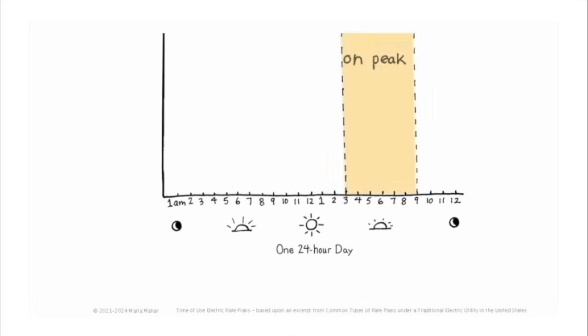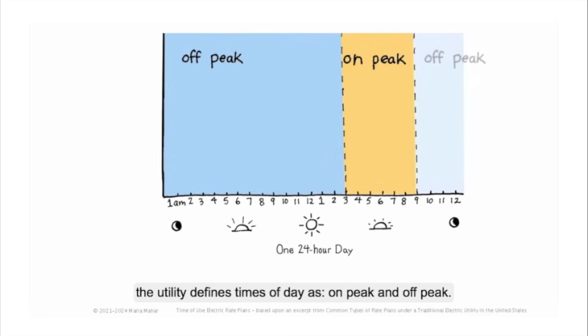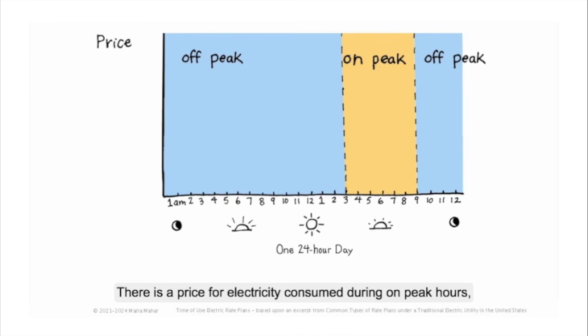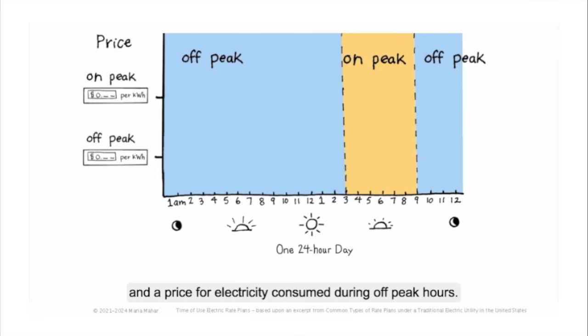In the time-of-use plan, the utility defines times of day as on-peak and off-peak. Some plans also include mid-peak or super off-peak, etc., but for this example, I'll just use on-peak and off-peak. There is a price for electricity consumed during on-peak hours and a price for electricity consumed during off-peak hours.